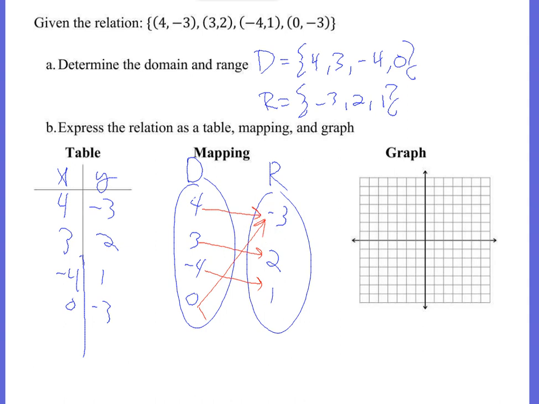Now the graph. How do I graph 4, negative 3? Right 4 and then down 3, and I'm going to label that 4, negative 3. Now what?